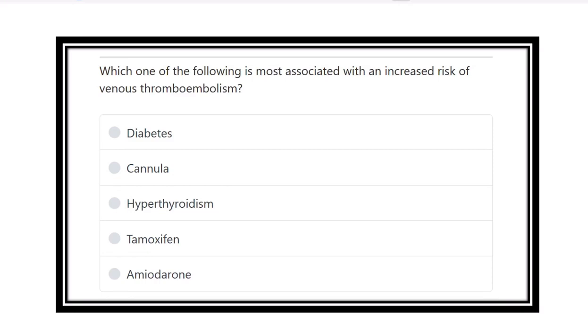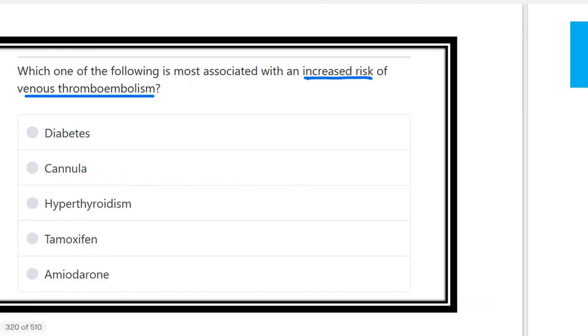Which of the following is most associated with increased risk of venous thromboembolism? That means which is responsible for venous thromboembolism? Here are the options. Options are diabetes mellitus, IV cannula, hyperthyroidism, tamoxifen, and amiodarone. So what may be the option?